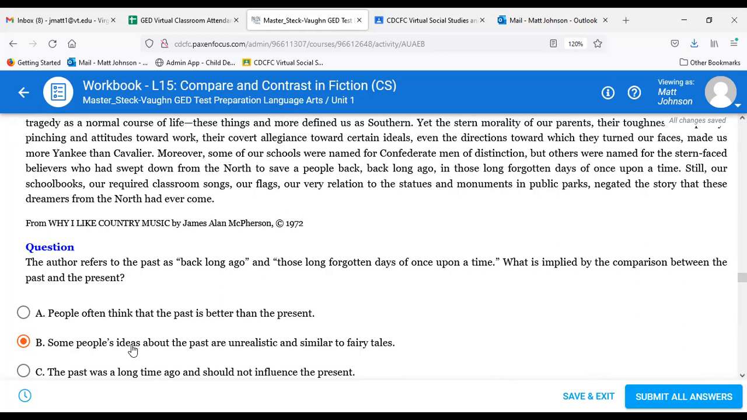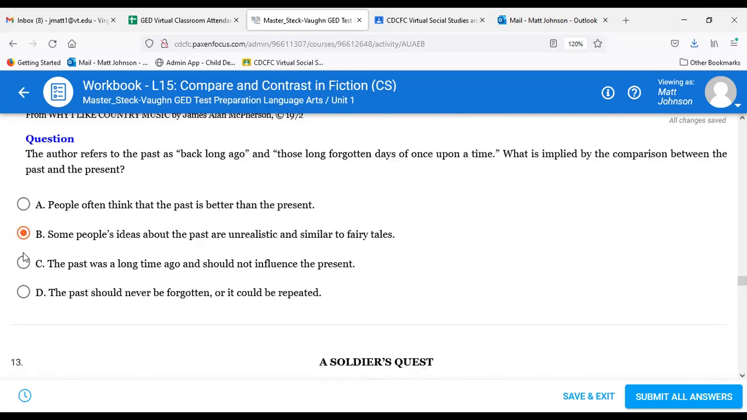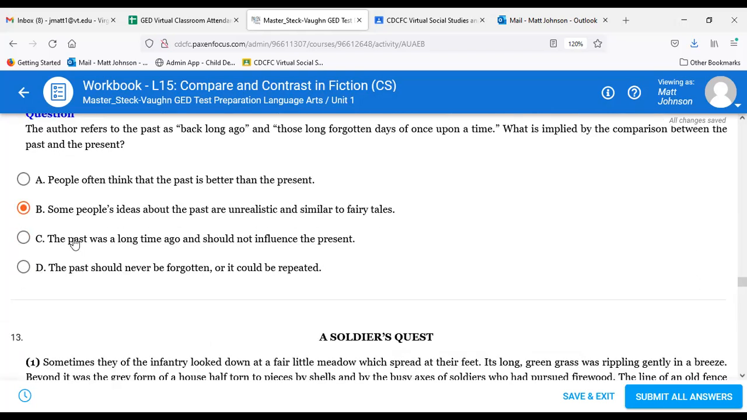You go through the South and you might think, well, where was the North? There are statues here and the songs they sing and everything else. So yeah, unrealistic and similar to a fairy tale idea about the past. So 12 is B, and that's kind of true today. They're starting to deal with it, and it's not easy for them. So 12 B as in boy.